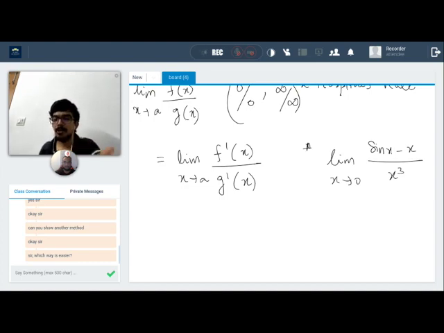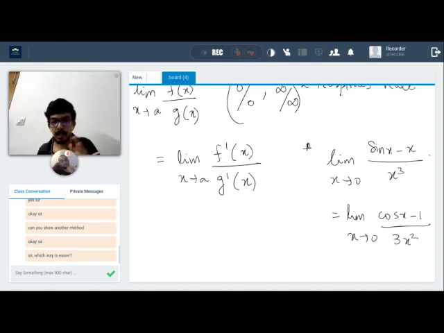Now suppose I use L'Hopital's rule because it is in the form 0 by 0. This is going to be limit x tends to 0, the derivative of sin x is cos x, minus 1, by 3x square. Now we are stuck again, because if you put x is equal to 0 in this expression, it is going to be 0 by 0 again. Of course, this is a very simple question and can be done using other methods as well. But what I'm saying is, whenever differentiation is going to become more and more tedious, or keeps recurring, please try to avoid it.